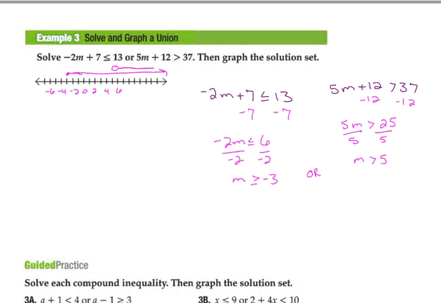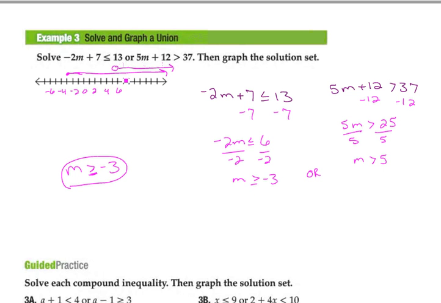Well, look at that. This is an or statement. So that means that all of these values will work. So that greater than 5 kind of gets blended in because it's actually part of our greater than negative 3. So the solution to this problem is actually just m is greater than or equal to negative 3. That is going to happen every now and then. Most of the time, though, you are going to have ors that go separate ways. So if this does happen, do make sure you go back and make sure your math is correct.